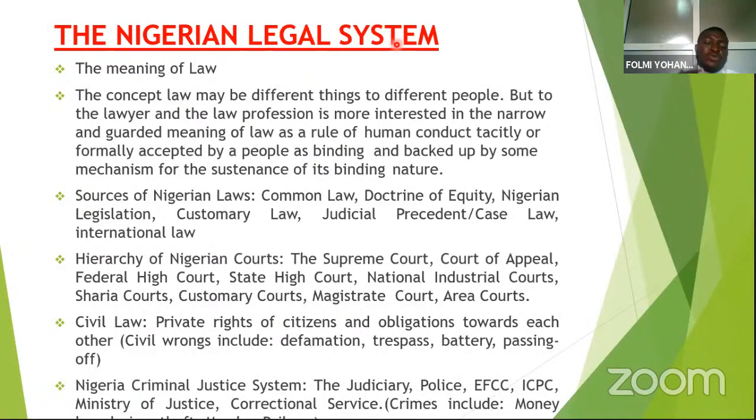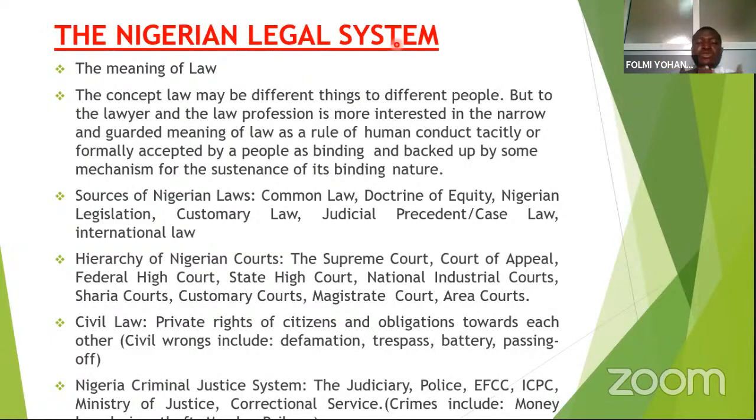Sharia courts. If you go to some states, you see the Sharia courts are of grades, and you have the Sharia Court of Appeal. So decisions of the Sharia Court of Appeal in some states go to the Court of Appeal. From the Court of Appeal, it goes to the Supreme Court.